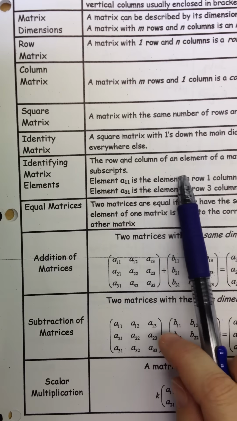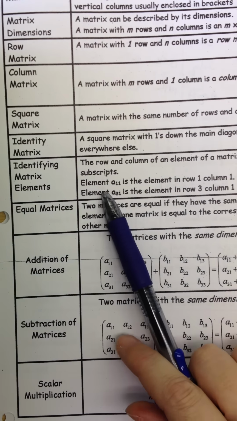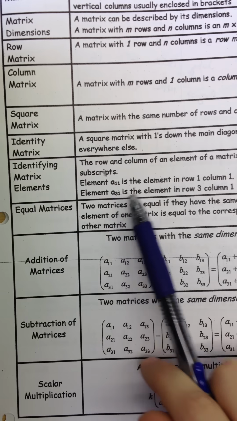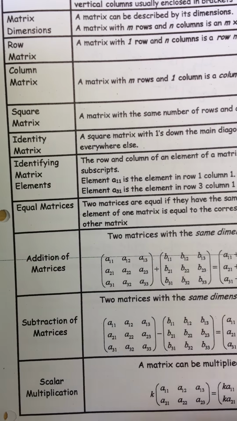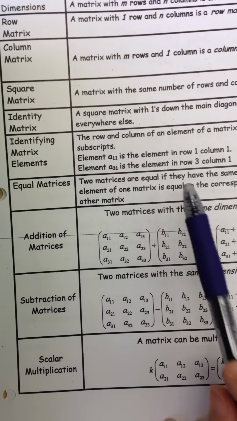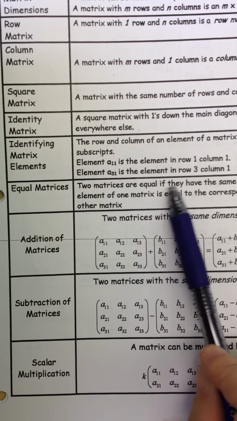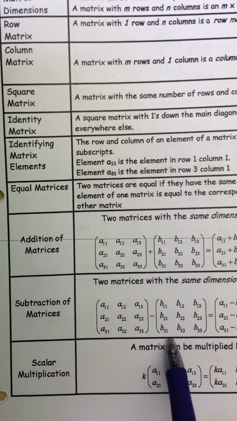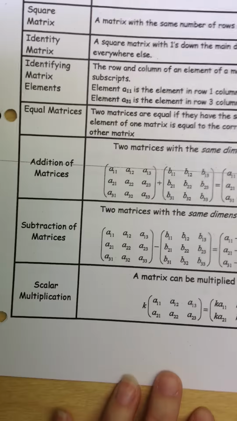Very important to identify matrix elements correctly. A11 is row 1, column 1. A31 will be row 3, column 1. So again, row, then column. Two matrices are equal if they're the same size and they've got equal things in the corresponding places. And I'm going to show you adding, subtracting, and multiplying.